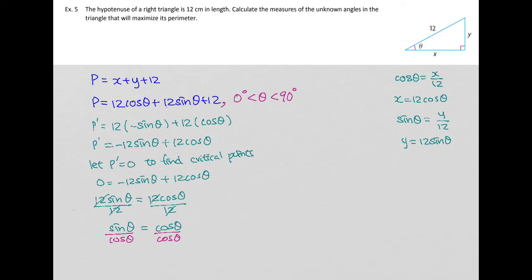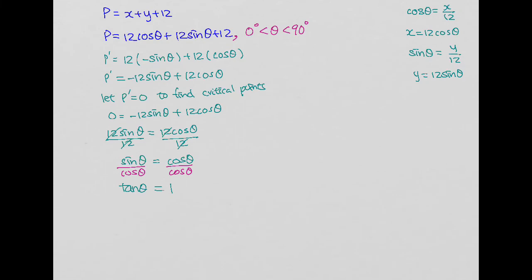How come we can divide by cosine theta? The reason is theta can never be 90 degrees. That means cosine theta will never become 0. So since cosine theta can never be 0, then we can divide it. Then we're going to have tangent theta equals 1. Then we can see theta is going to be 45 degrees, which is pi over 4.